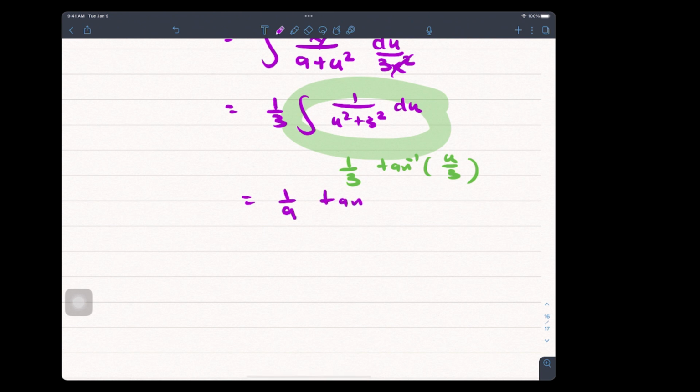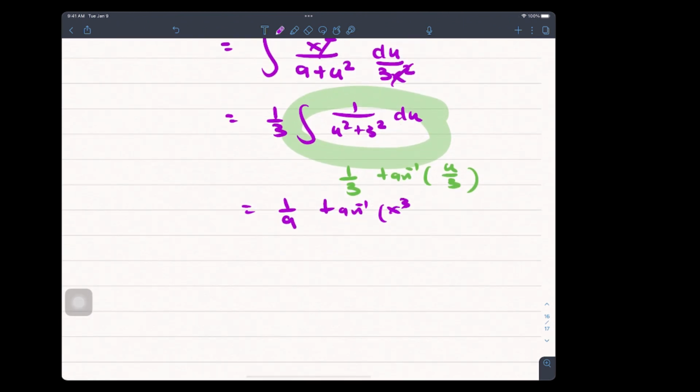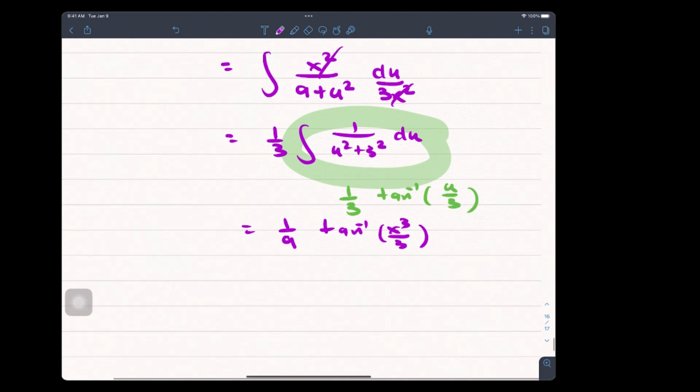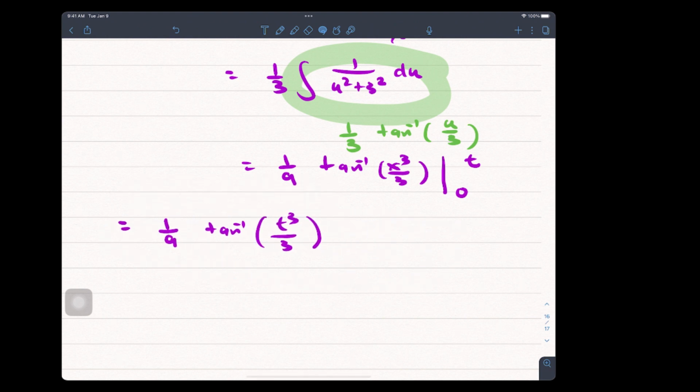1/9, because I already had a factor. And what was u? Go back to the u, x cubed. And this has to be evaluated. My limits have to be from 0 to t. So it's 1/9 inverse tangent t cubed over 3. One-ninth. That's really going to be inverse tangent of 0, because 0 cubed is 0 divided by 3 is 0.